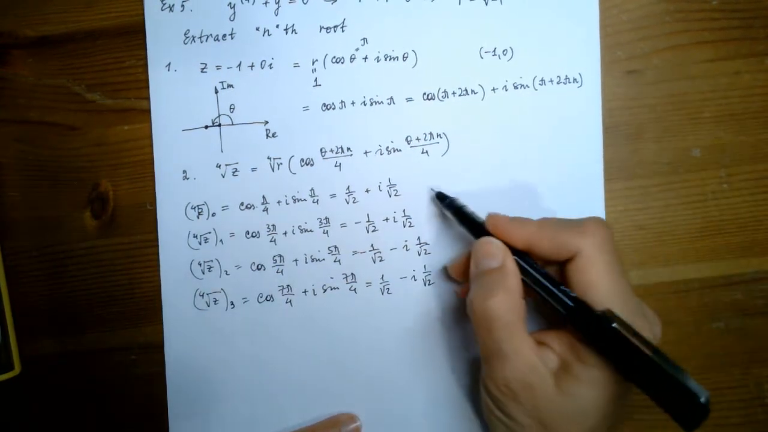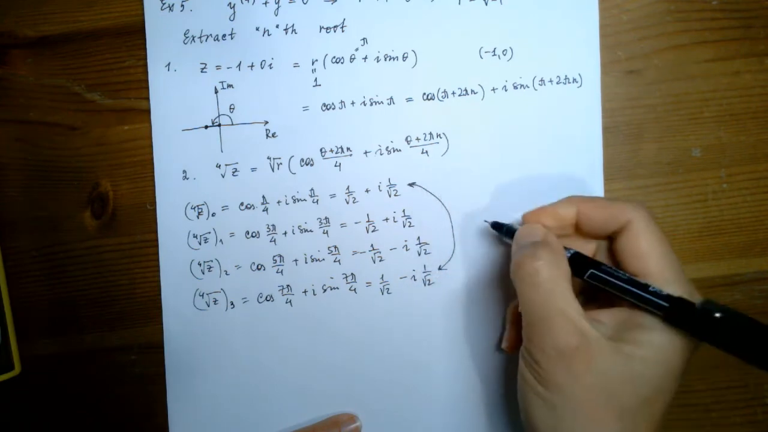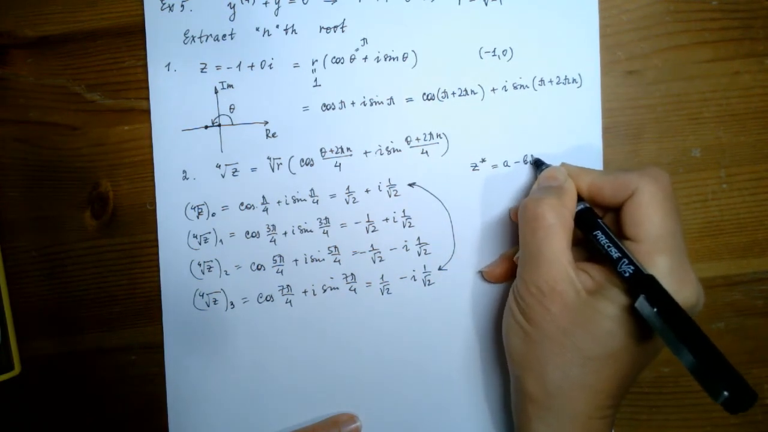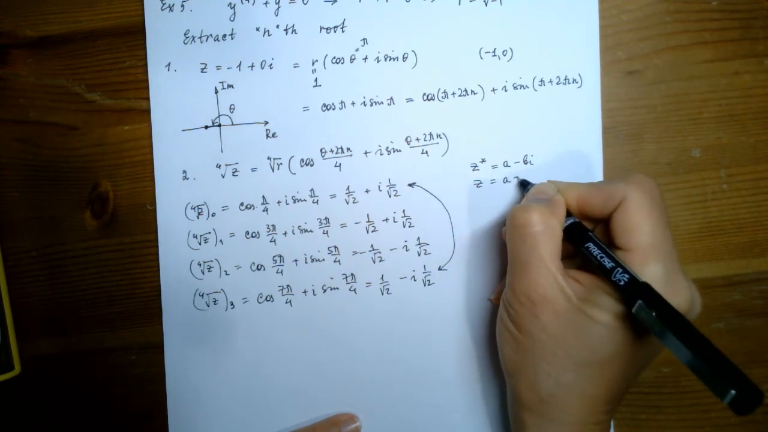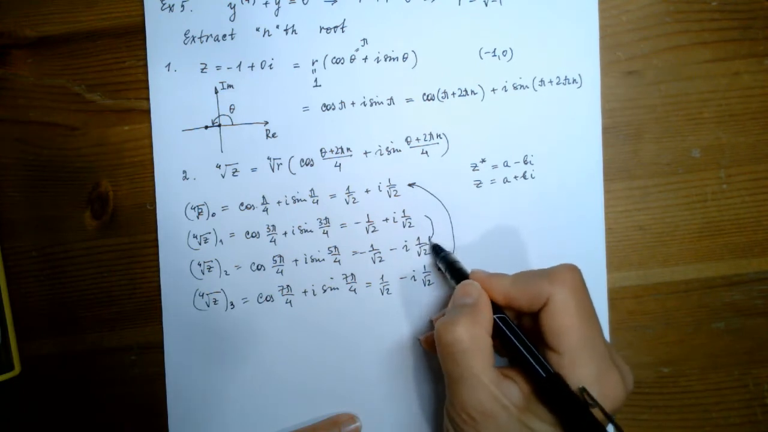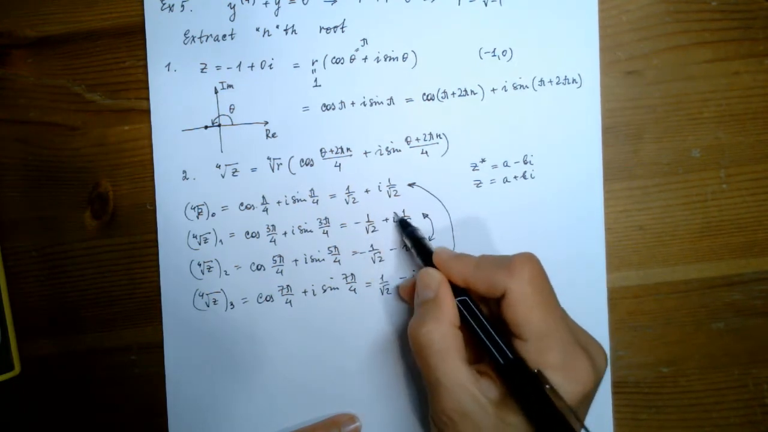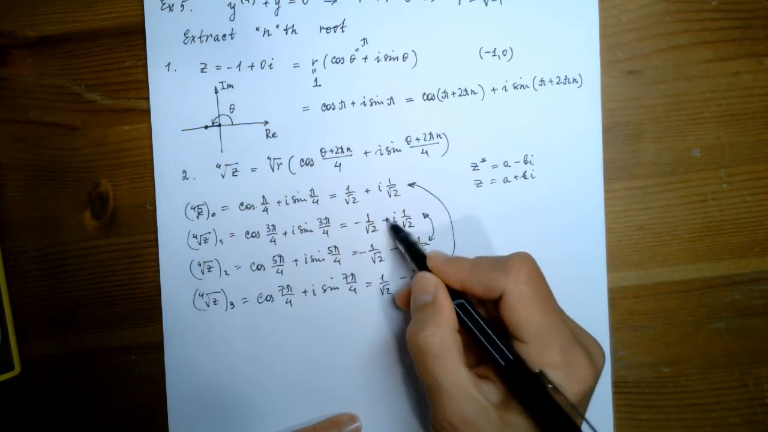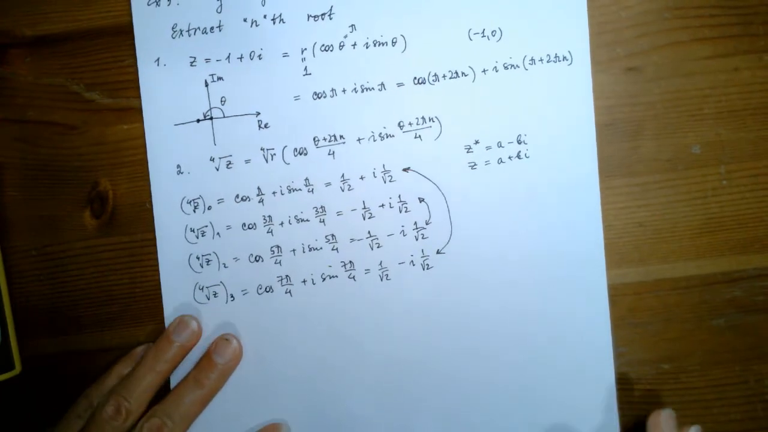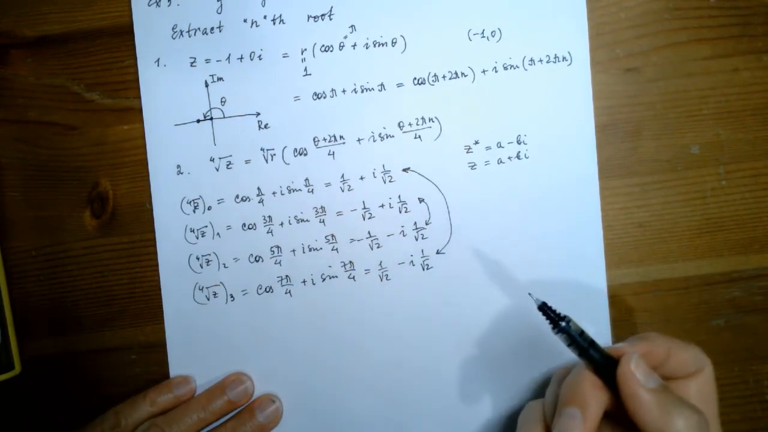Which 2 are conjugates? These 2 are conjugates. Remember that the conjugate is a minus bi if z is a plus bi. So this is plus, this is minus. And these 2 are also conjugates. You see? It's the same real part and the opposite complex part. So remember, these are just 2 complex numbers, right? And they are going to produce this lambda and mu.